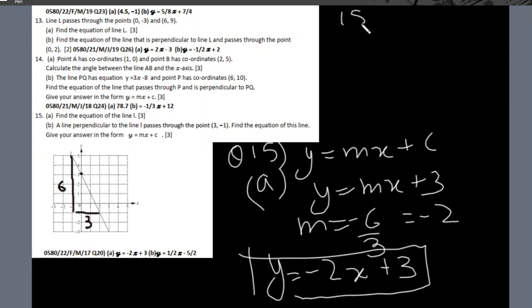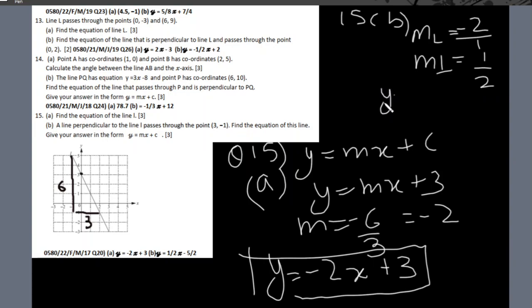Now we're doing 15b here. A line perpendicular to the line L passes through 3 comma minus 1. Find the equation of this line. So we know the slope of the previous line, line L, was minus 2. So the perpendicular slope will be negative reciprocal. So this is minus 2 over 1, that will become 1 over 2.